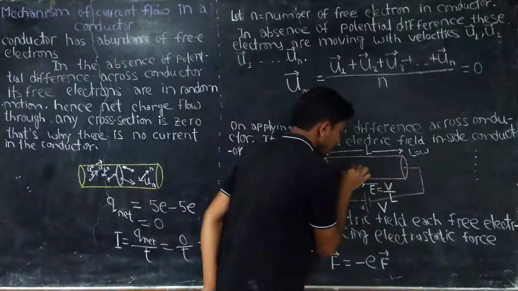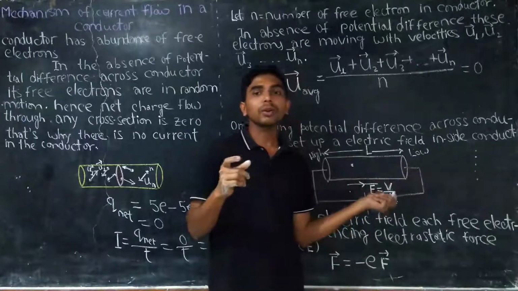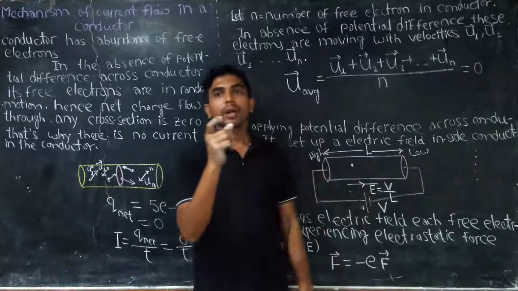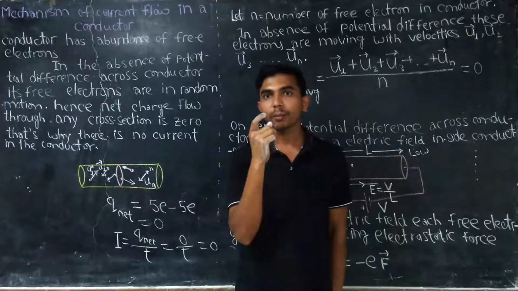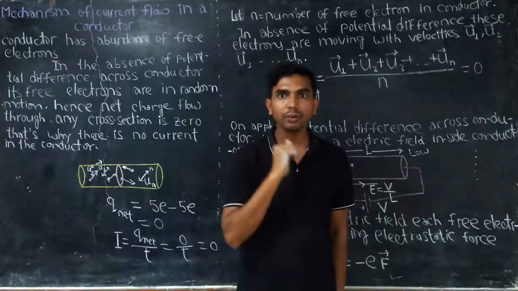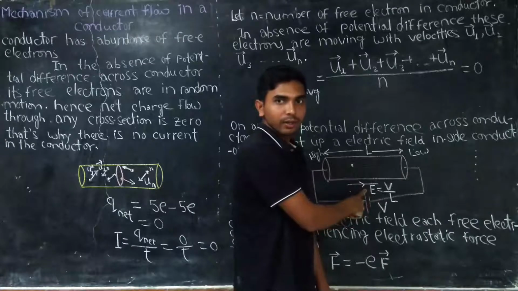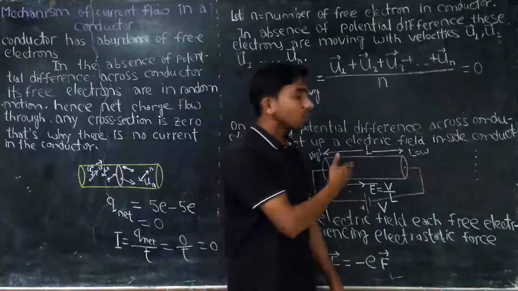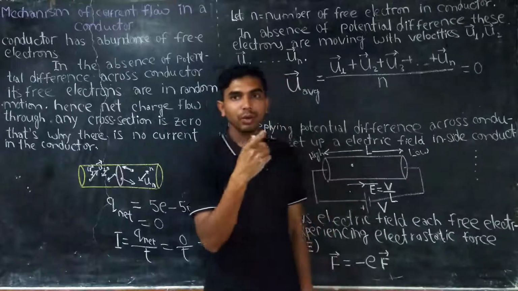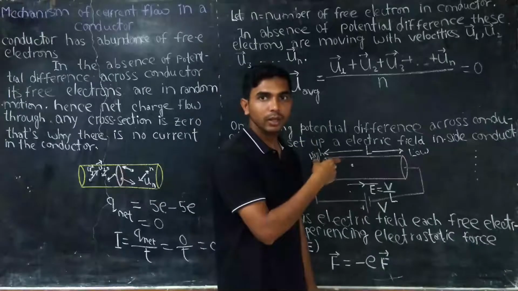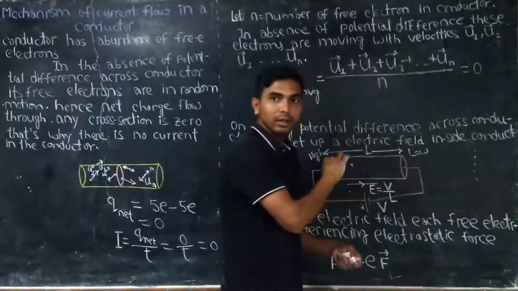This is your electron. Right now the electron is in random motion, but along with random motion, the electron will acquire some velocity. Why? Because of the electric field that is present. The electron is colliding with the lattice, so random motion is happening inside the conductor.